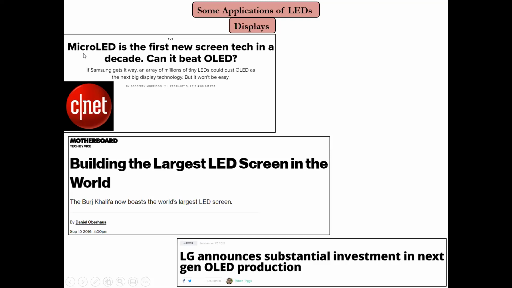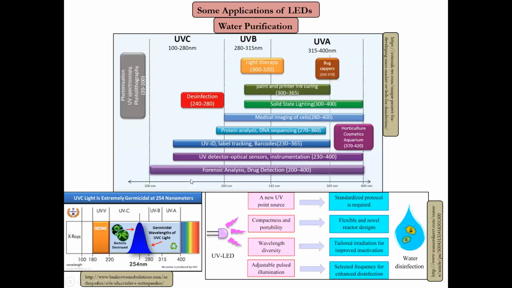There is a fierce competition, from light emitting diode to organic light emitting diode to quantum light emitting diode to micro light emitting diodes. Companies are racing and trying to outrun each other. We can see what LG is doing, and one of the largest LED screens has been placed on Burj Khalifa, the world's tallest building.